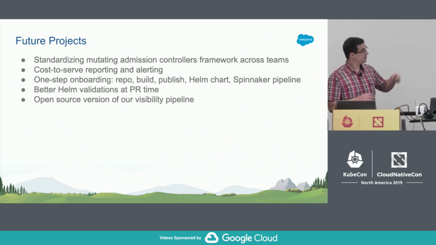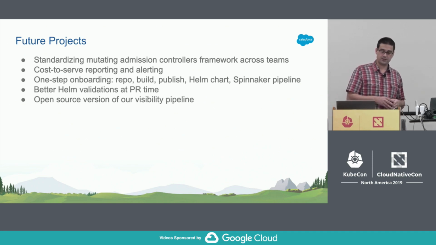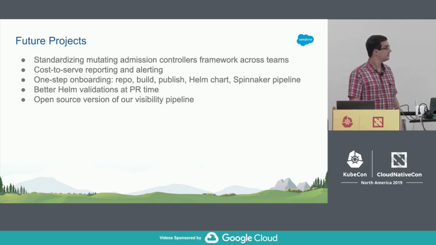And the last is an open source version of the visibility pipeline we talked about earlier with the sudo API and the SQL. The current version is a little coupled to some internal systems, but for not a whole lot more work, we're going to build one that's easy to deploy to public cloud and open source for other people to use, because we've found it to be incredibly valuable.